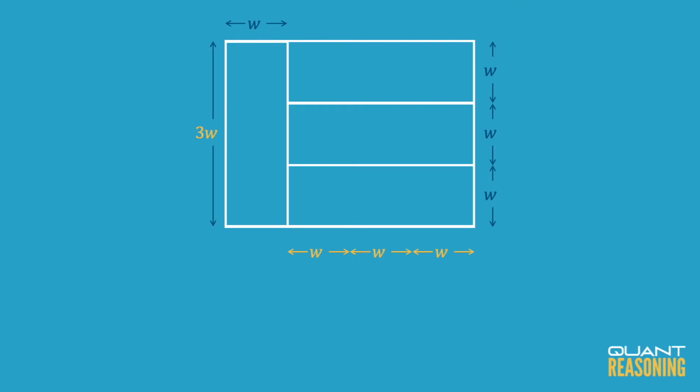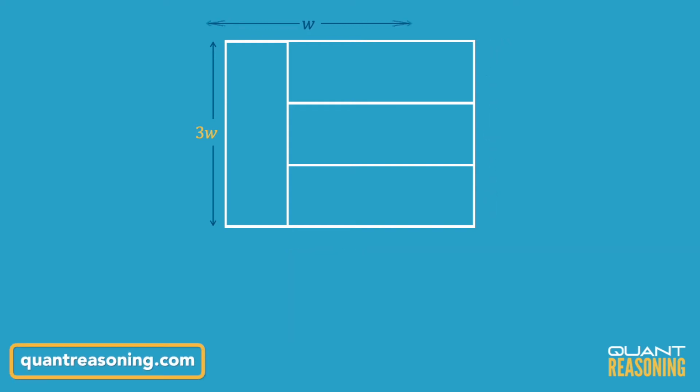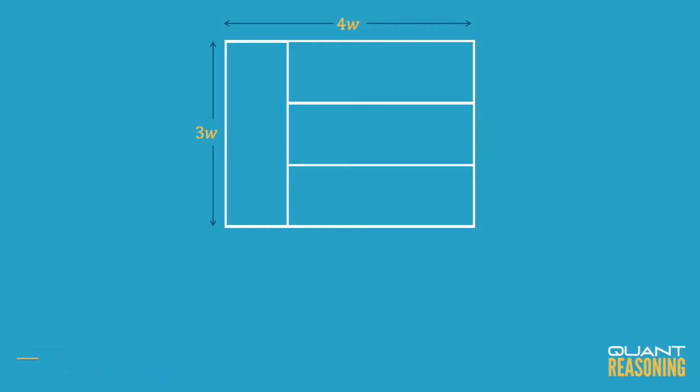So the total length of this shape is 4W, and the height is L, or 3W. So at the end of the day, we have a 4W by 3W rectangle, and multiplying those together, I get an area of 12W squared. Now, we're told that 12W squared is 4,800, so that means that W squared is 400, and then W is 20.